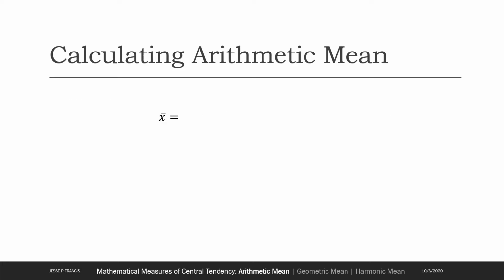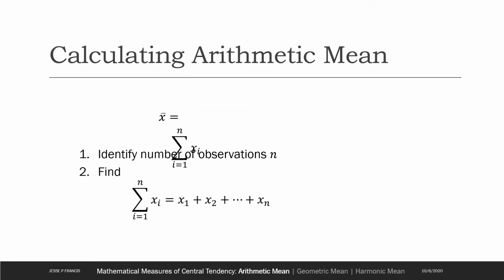Let's continue our discussion. And before we do examples, I'll tell you how to calculate arithmetic mean. Arithmetic mean defined by x bar is equal to, first step in calculating is identifying the number of observations n. Second step is adding all those numbers, adding all those observations together. And in the third step, you have to divide the result by n.